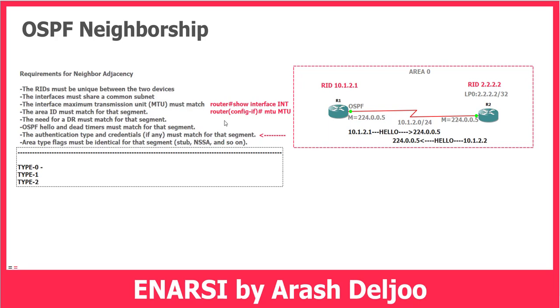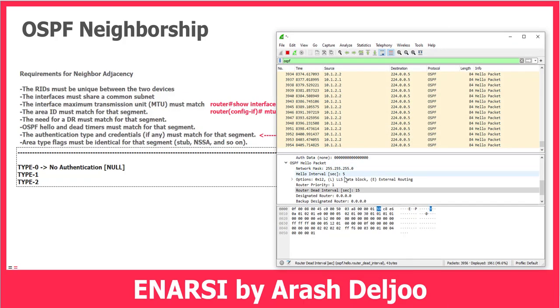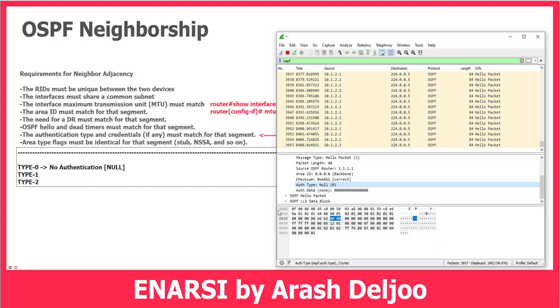Type 0 authentication means no authentication. Actually, now we are using type 0 authentication, and another name for no authentication is null authentication. Look here, inside the hello, you can see that we have an authentication type of null. Null means type 0. Because of that, we don't have any password and the authentication data is empty. That's it. This is no authentication, with the lowest security.